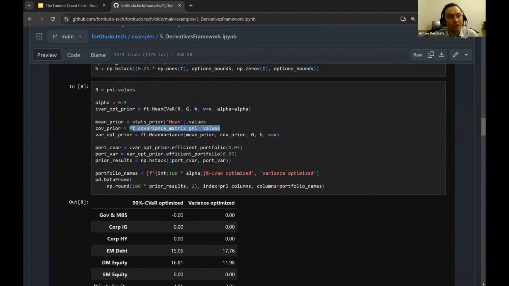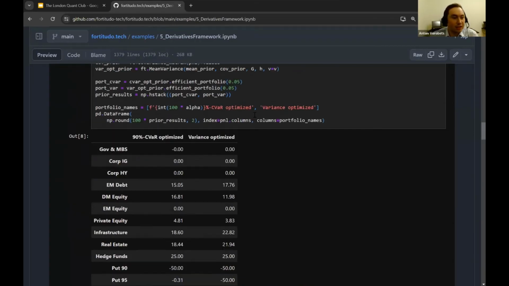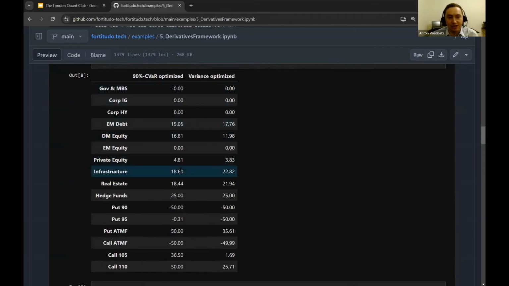Here you also see that if you want to do mean variance, you need to compute a covariance matrix, but then you feed the mean, the covariance matrix, these constraints and relative market values. After that, we perform an optimization, both CVaR and variance, where the expected return target is 5%. And here you can just see the results of these optimizations to verify that all the constraints are satisfied.